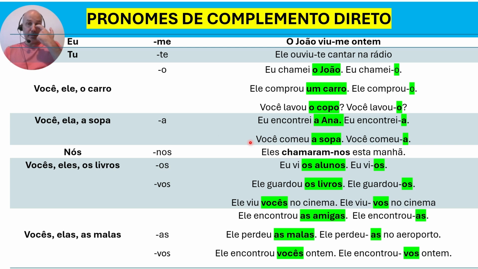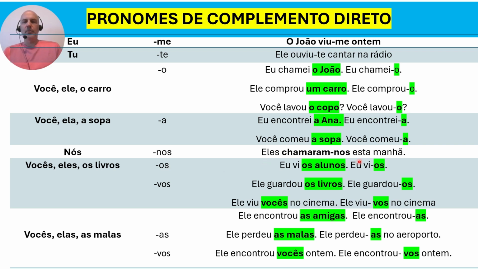In this case, eu encontrei a Ana. So a represents Ana. So eu encontrei a. So I encountered her. So this a stands for her. Você comeu a sopa. Você comeu a. So you ate the soup. You ate it. So this a in this case stands for it.